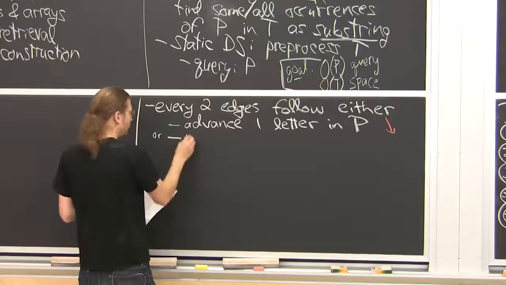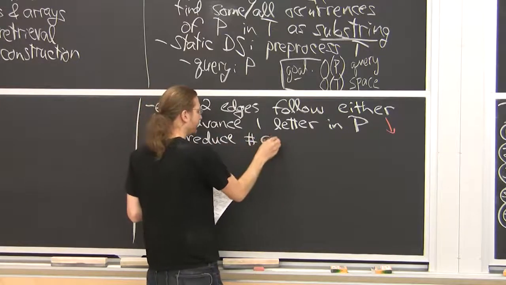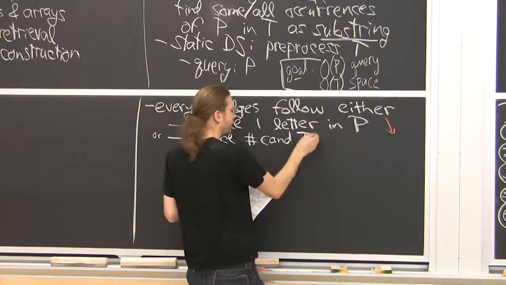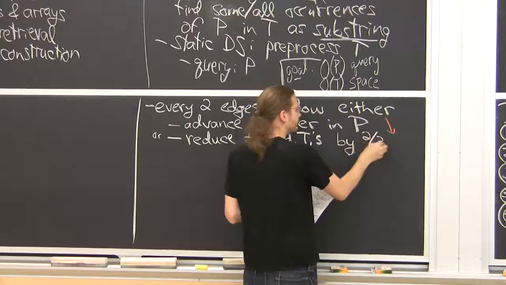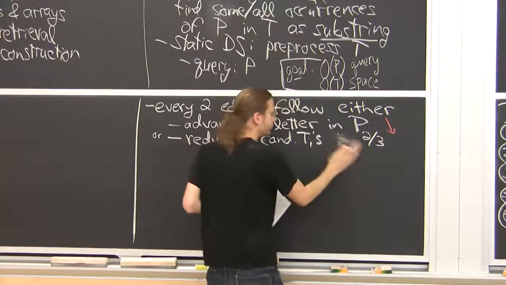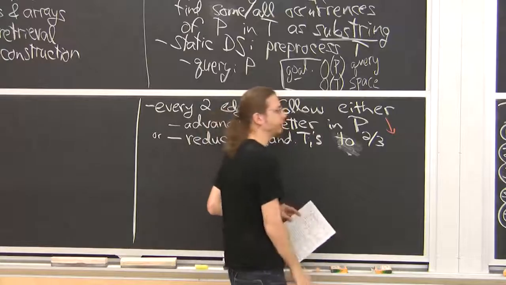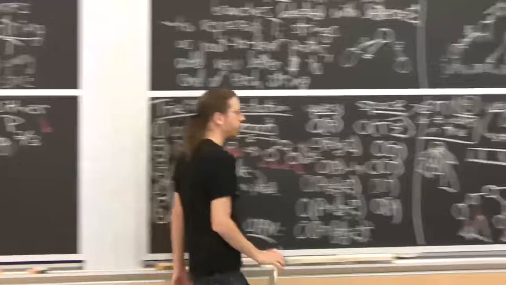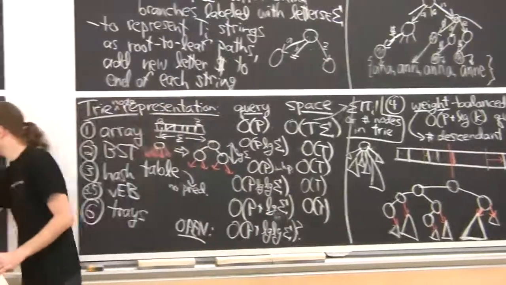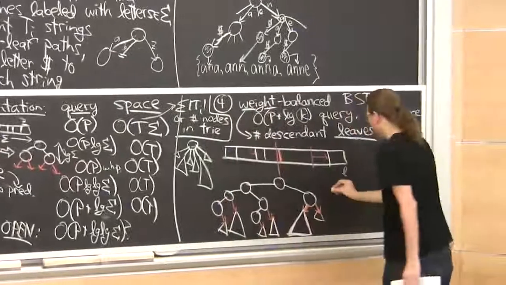we reduce the number of candidate T_i's by 2/3, or I guess two-thirds of its original value. So we lose a third of the strings. That's what I'd like to claim. And it's not too hard to see this. You have to imagine all of these possible partitions, which is a little bit awkward. The idea is the following.